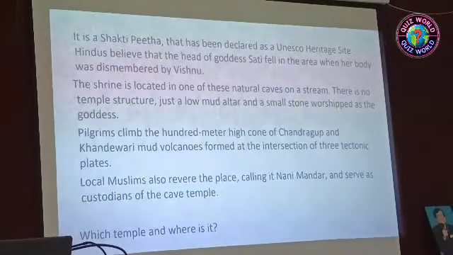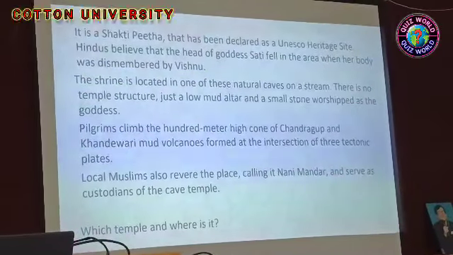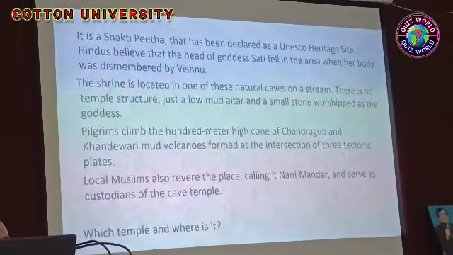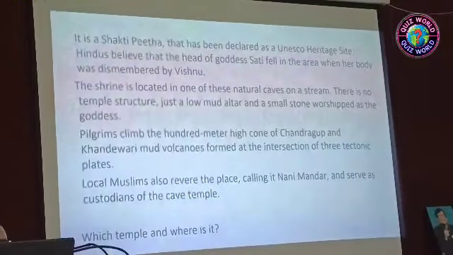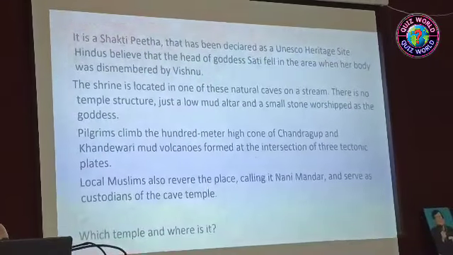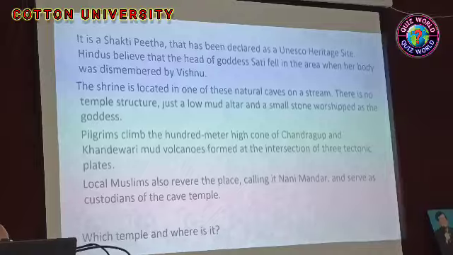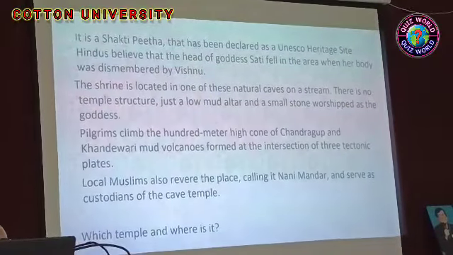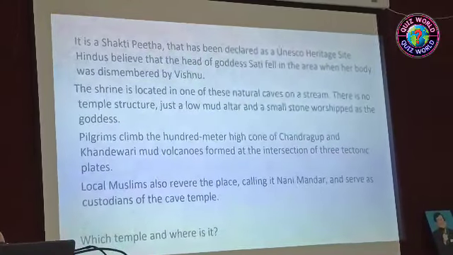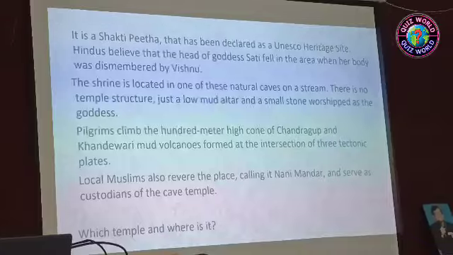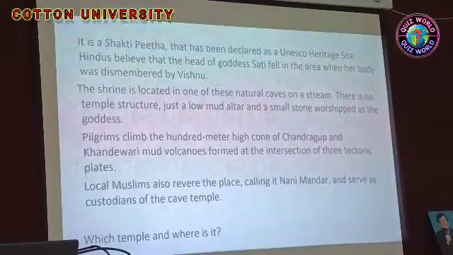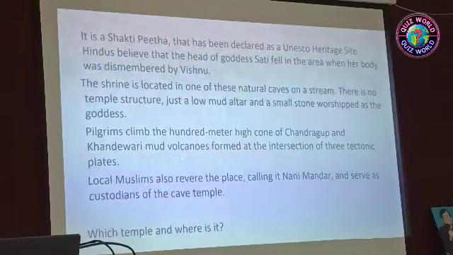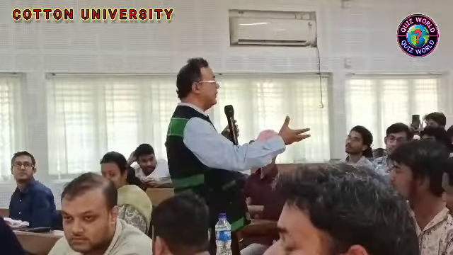Pilgrims climb the 100-meter high cone of the Chandragupta and Khandevari mud volcanoes formed in the intersection of three tectonic plates. The three tectonic plates meet there and mud volcanoes are there. Local Muslims also revere the place, calling it Nani Mandar, and serve as the custodians of the cave temple. So, which temple and where is it? It is somewhere like, you can say, Cape Canaveral in Florida. Okay, something like that.